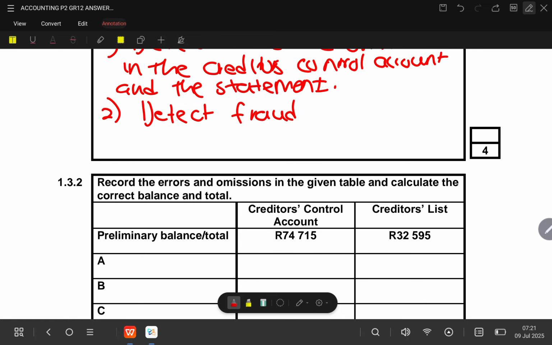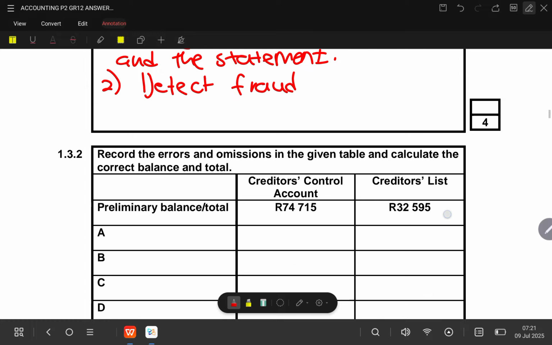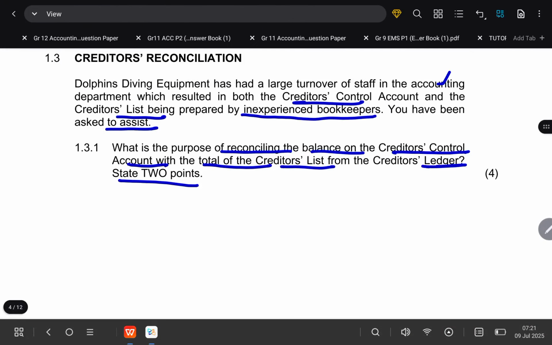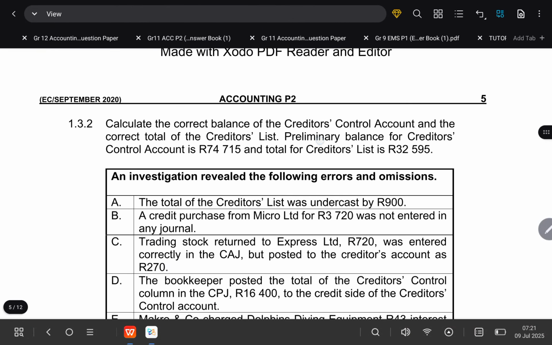Now let's go to the first transaction. So they've given us the total of the control account and also the total of the list. So we need to make sure that we reconcile between these two items, because at the end of the day, they should give us the same balance. So here they are saying to us to calculate the correct balances in the creditors control account and the correct totals of the creditors list.